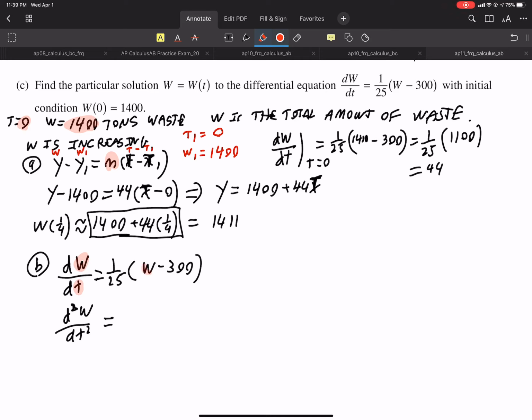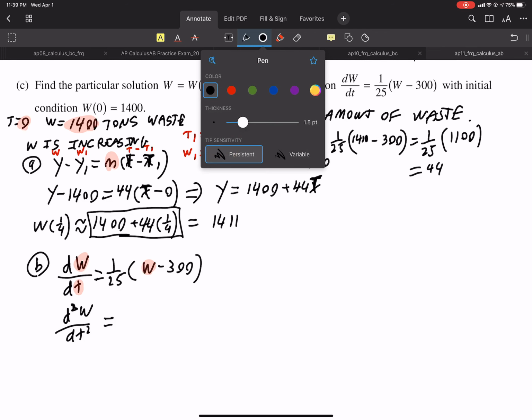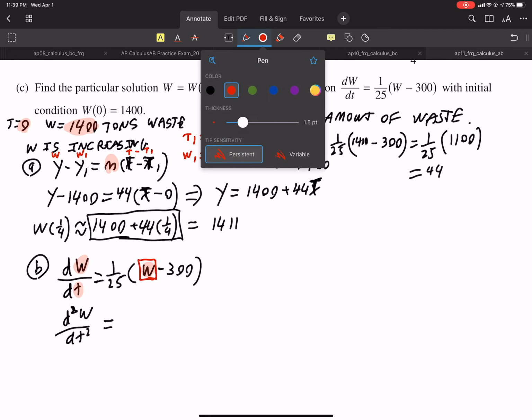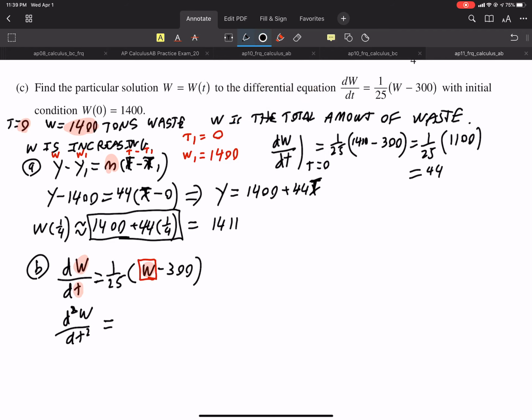Now, if we look at this, that is not our variable. So therefore, it's actually a function in a function. That is chain rule. That is actually box. So 1/25 is a constant. So when you take the derivative, the constant stays, and then you take the derivative of what's left. Well, derivative of 300 is 0, but the derivative of w, by definition, is dw/dt. By definition, dw/dt is the derivative of w.